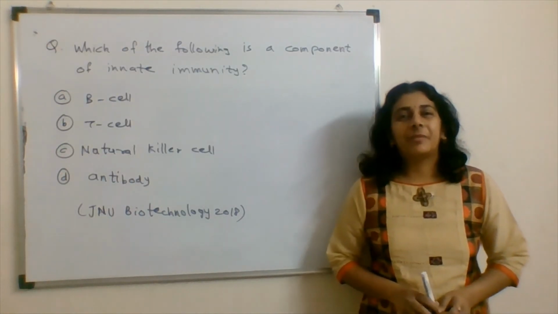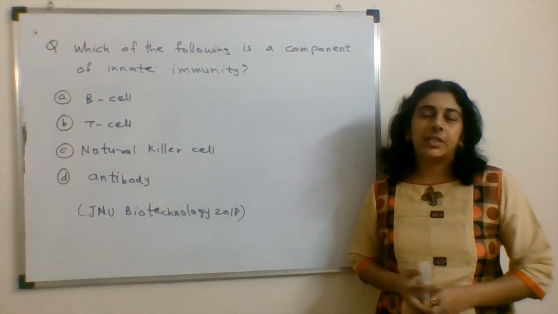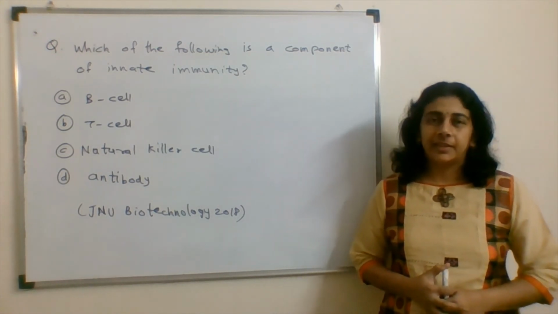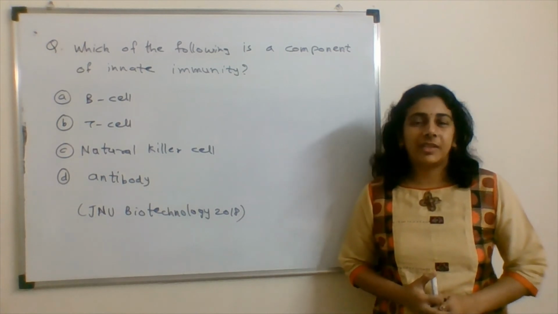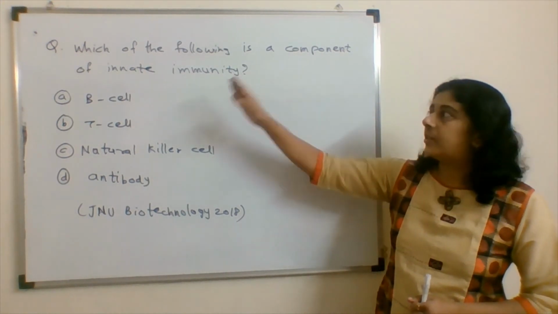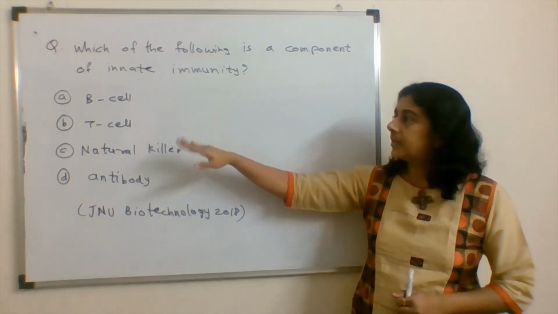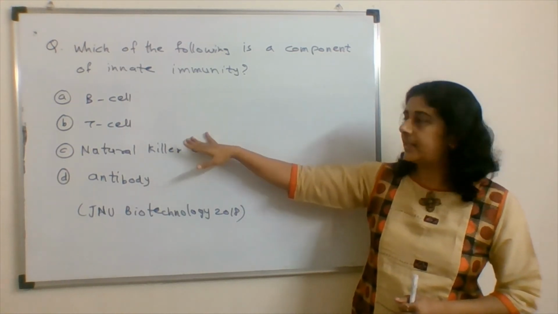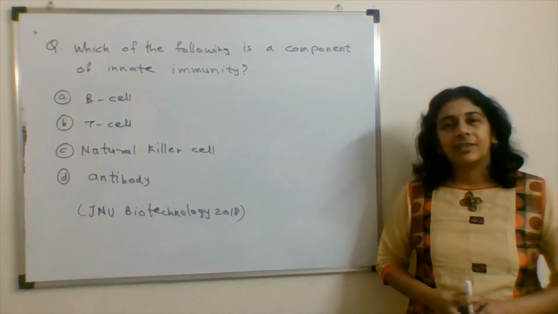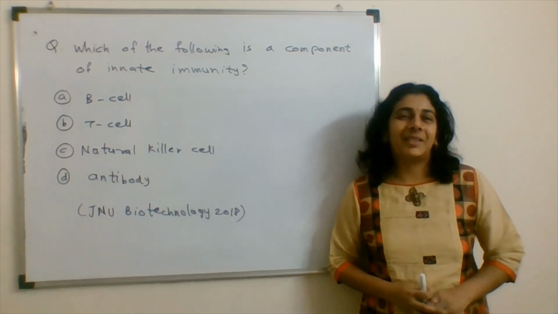Let's have a question for my next video. The question is from JNU Biotechnology Entrance 2018, from the Immunology section. Which of the following is a component of innate immunity? The options are B cell, T cell, natural killer cell, or antibody. We'll solve this question in my next video.